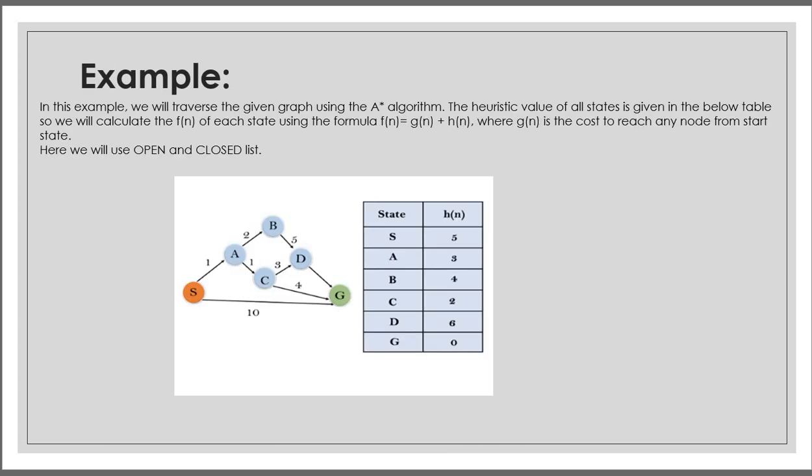This is an example of the A star algorithm. In this example, we will traverse the given graph using the A star algorithm. The heuristic value of all the states is given in the below table. So we will calculate the f of n of each state using the formula f of n is equal to g of n plus h of n, where g of n is the cost to reach any node from the start state. Here we'll use the open and closed list.